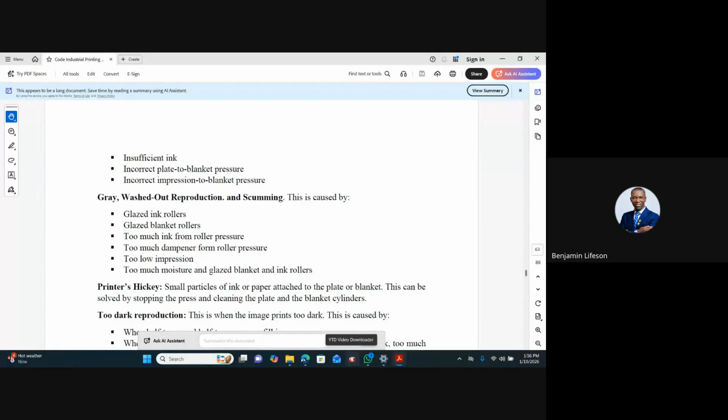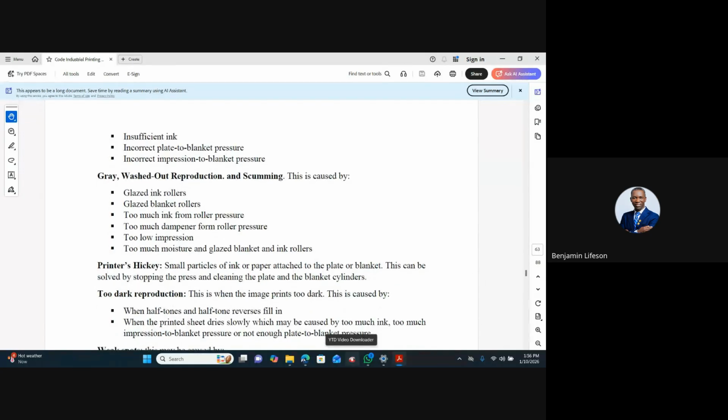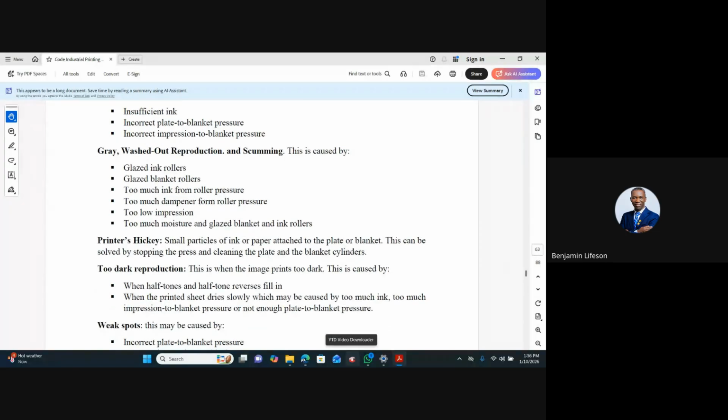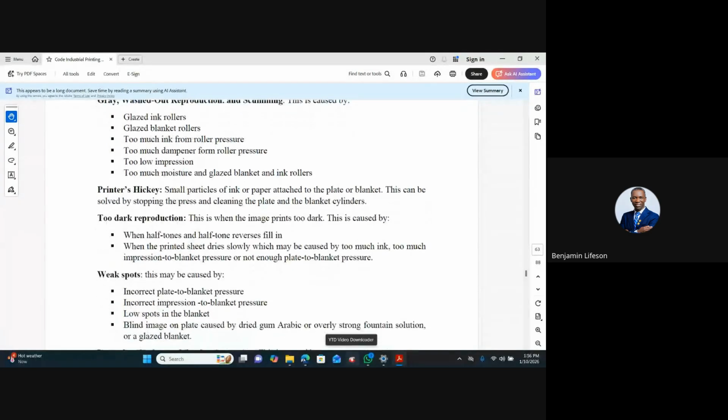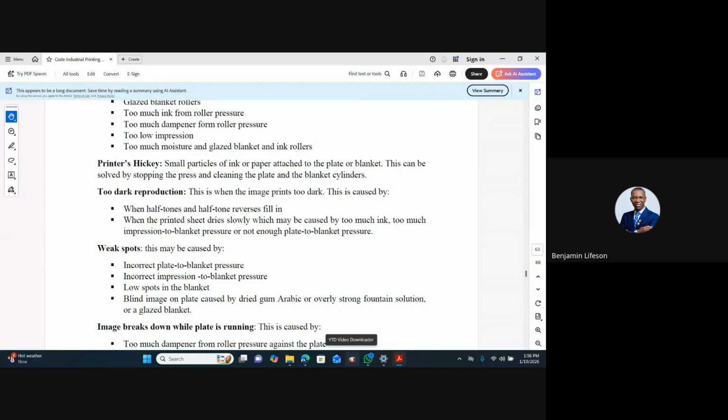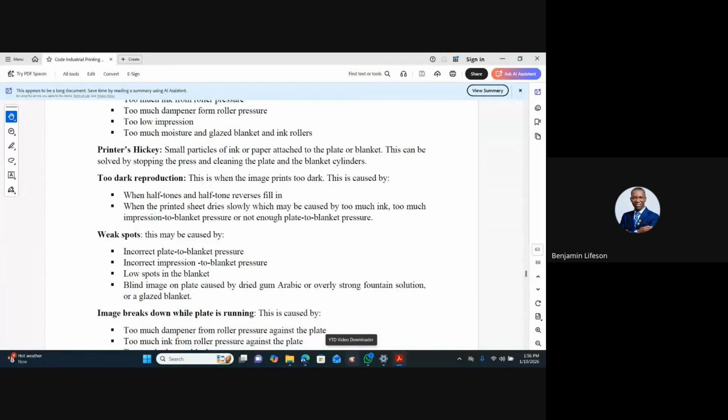So when you are seeing the two defects at the same time, then you know that it is caused by glazed ink rollers, glazed blanket rollers, and many others that are stated over here. Let's go to printer's high key. Small particles of ink or paper attached to the plate or blanket. This can be solved by stopping the press and cleaning the plate and the blanket cylinders. So it's self-explanatory over here.